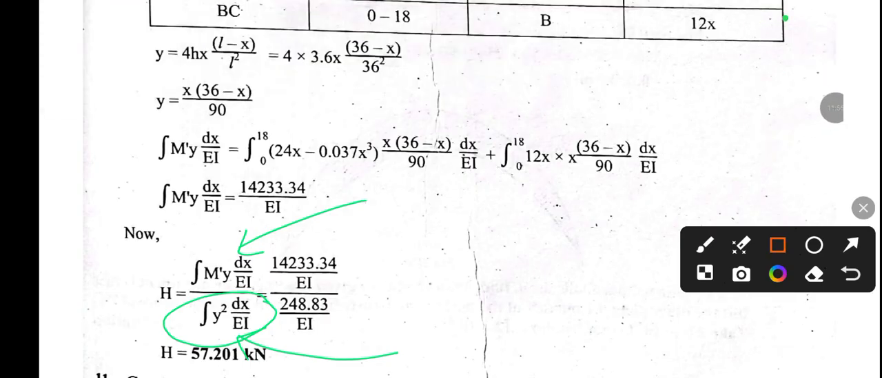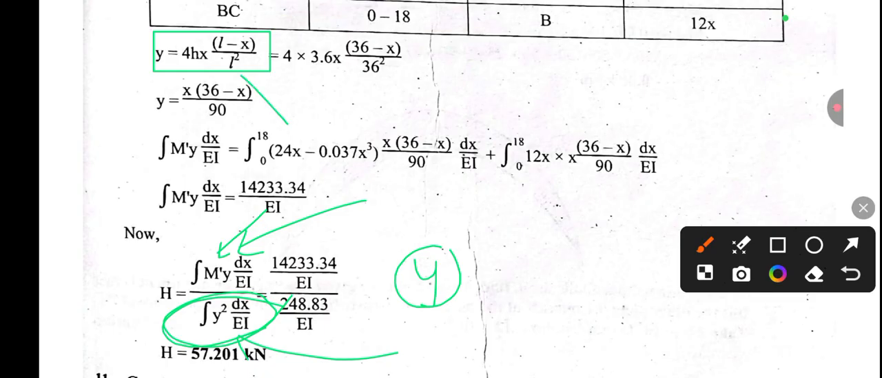Okay, so first calculate these two values, m dash and this y. Then we have to calculate this y square dx. For this, first we need to calculate y. The formula of y is, you can see here, 4hx(l minus x) by l square, where h is the height of this entire hinge arch and l will be the length of the arch.